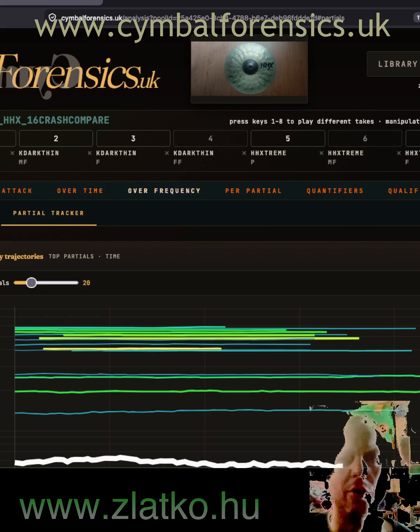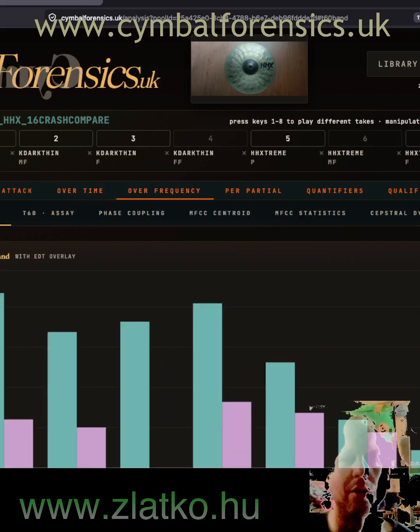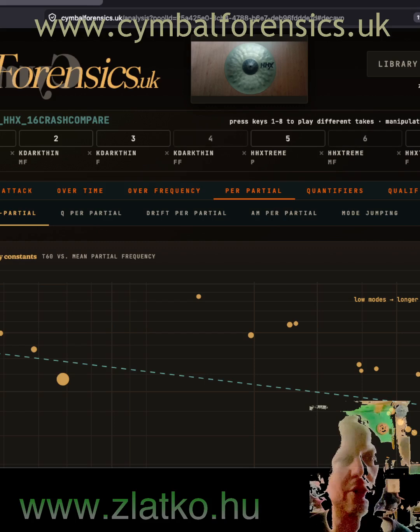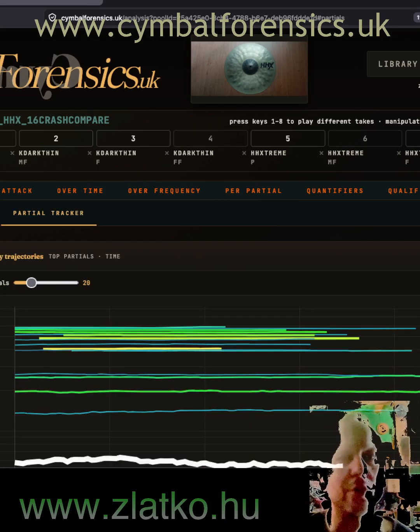Now, what I have here kind of ready, some of this needs looking at, is a set of over and per graphs. So everything over time, everything over frequency, whereby the x-axis is the frequency, and per partial. So all these per partials are actually feeding on this partial tracker here.